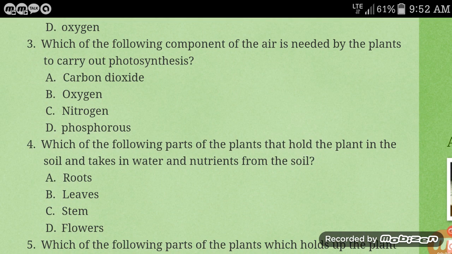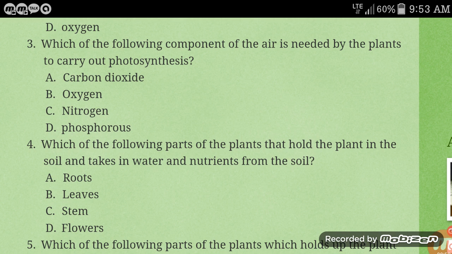Which of the following components of the air is needed by plants to carry out photosynthesis? It is carbon dioxide. Okay, plants need sunlight and carbon dioxide to produce oxygen and sugar. Okay, there goes carbon dioxide.